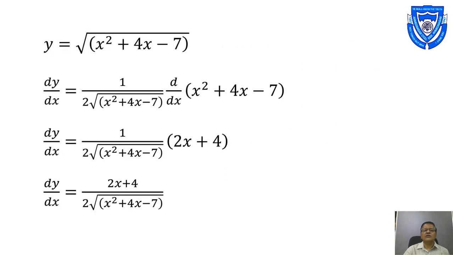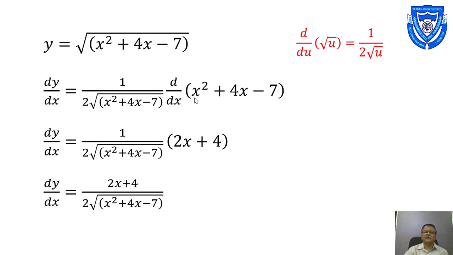In this example, the function is y is equal to root of (x square plus 4x minus 7). So the function is root u. We remember this formula: derivative of root u is 1 upon 2 root u, and therefore the derivative of root of (x square plus 4x minus 7) is 1 upon 2 root of that expression into the derivative of that expression.